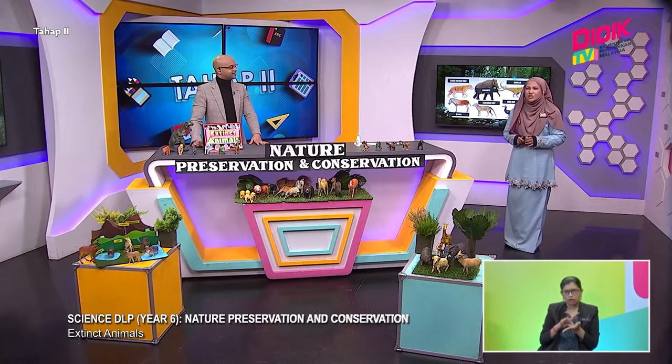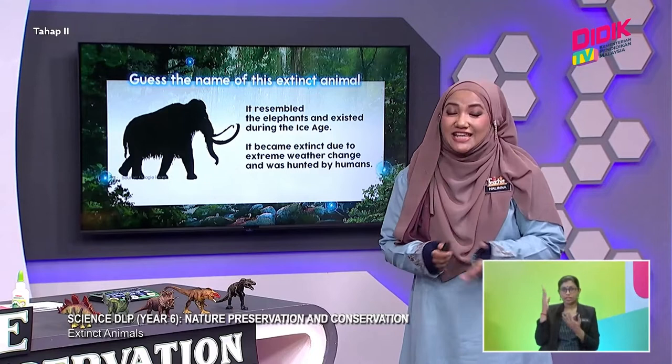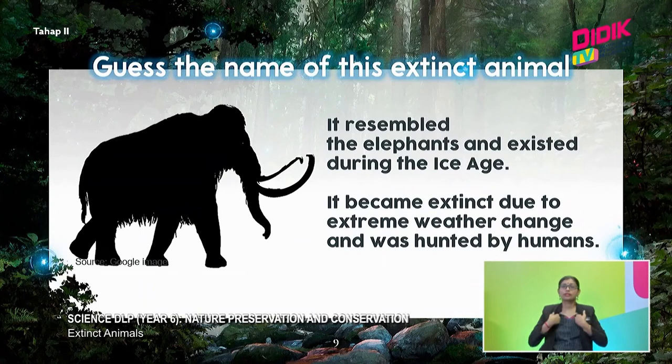Now, we have something for Abang Sean to do. Let's look at the first one. Abang Sean, you need to guess the name of this extinct animal. I've written the clues there. It resembled elephants and existed during the Ice Age. That's a very good tip. It became extinct due to extreme weather change and was hunted by humans.